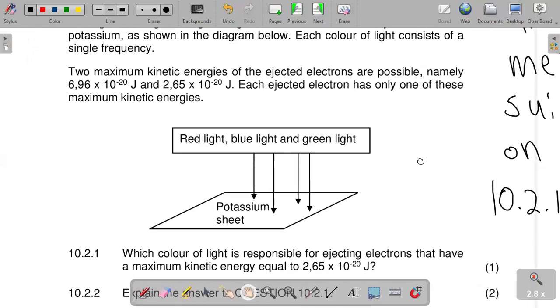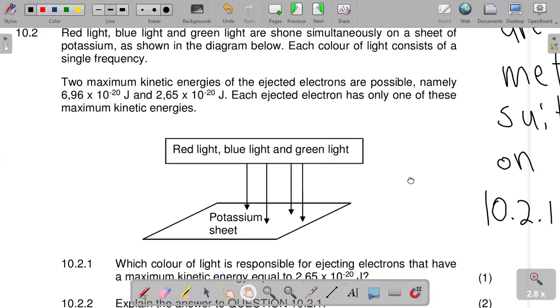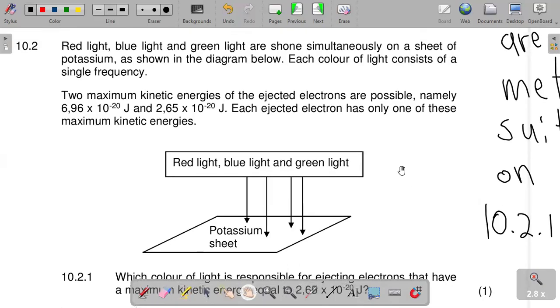Now they say, which color of light is responsible for ejecting electrons that have a maximum kinetic energy of 2.65 multiplied by 10 negative 20. So what do we see here? They say two maximum kinetic energies of the ejected photoelectrons are possible. So the 6 here is greater than the 2. Okay, so what do we know?